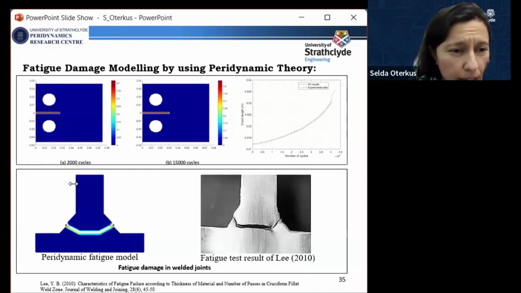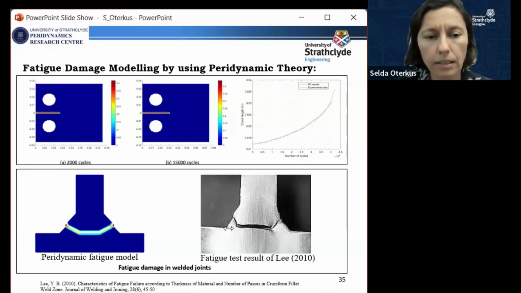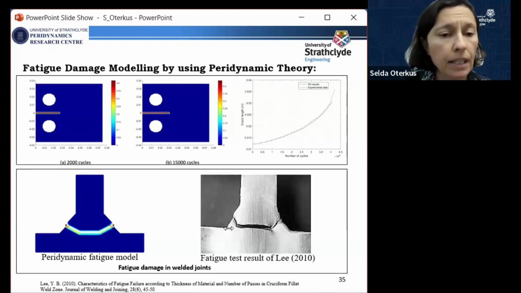Here, for example, this is a welded structure. Two plates are welded together, and here's the weld material. This material is subjected to cyclic loading. And here's an experimental test where they obtained this type of damage in their welded structure. As you can see, we can capture very similar behavior, just like in the experimental results.